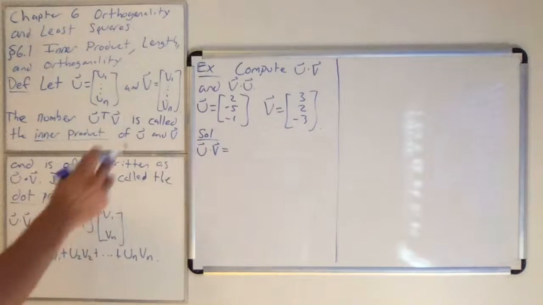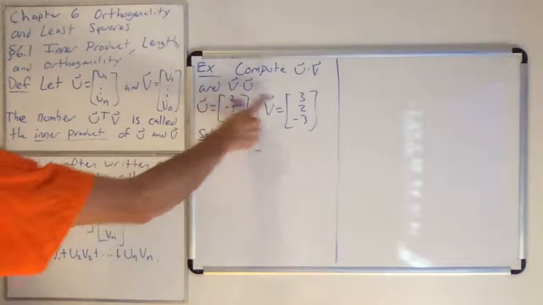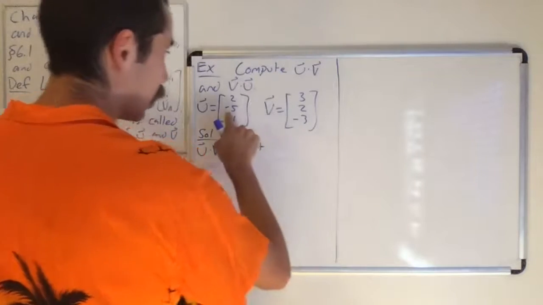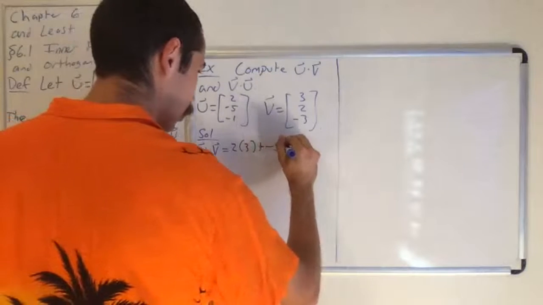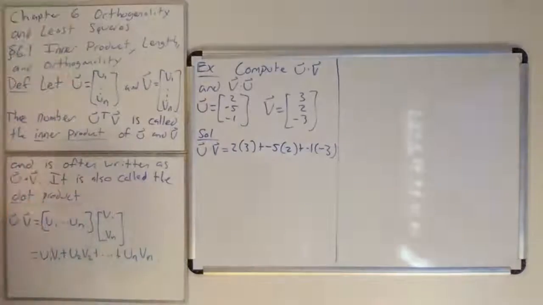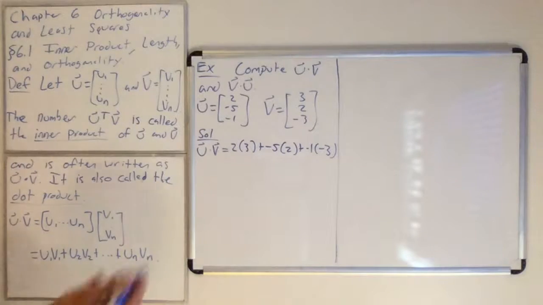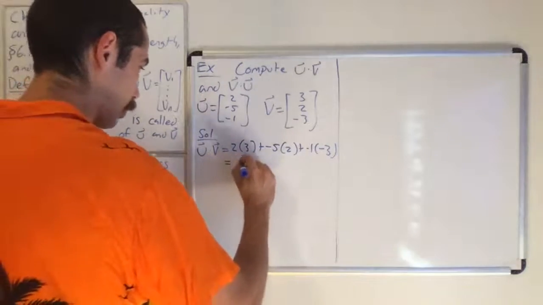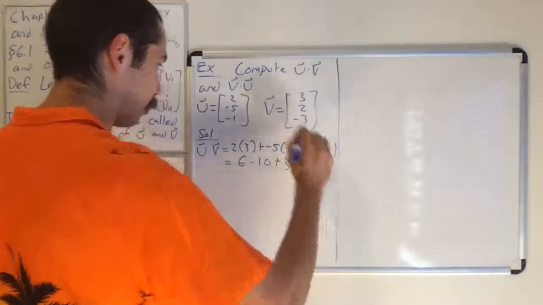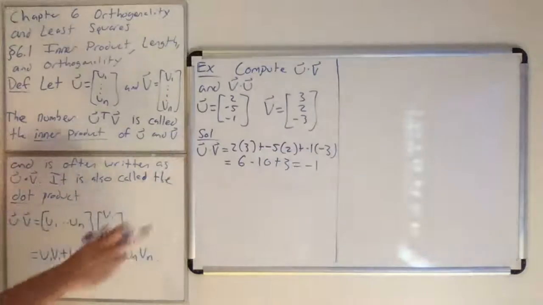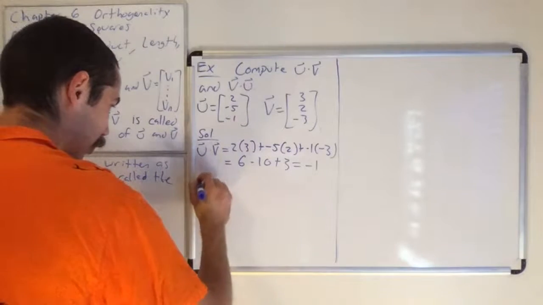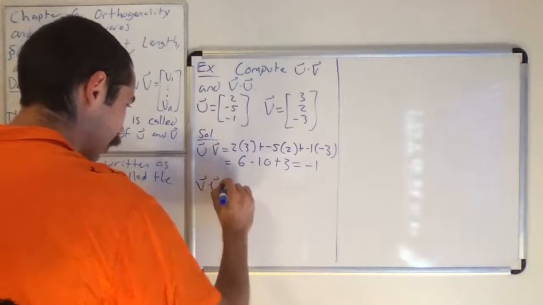So u dot v, right, we just go through 2 times 3 plus -5 times 2 plus -1 times -3. And we just add these up. All right, 6 minus 10 plus 3 is equal to -1. Okay, so u dot v is equal to -1, and just to complete the problem, we'll do v dot u, but you'll quickly see that they're the same.